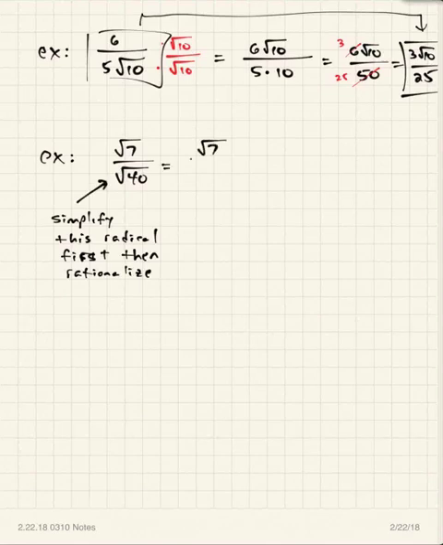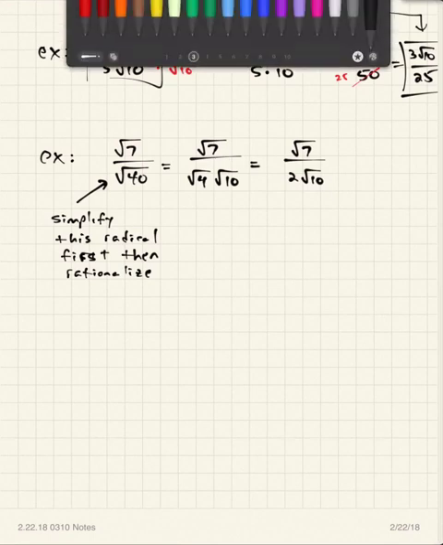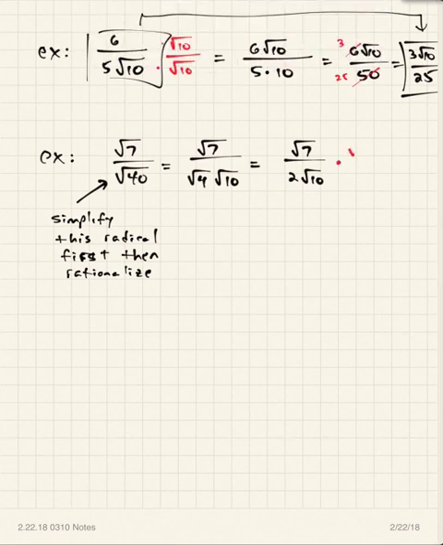So simplifying means take the square root of 40 and write it as the square root of 4 times the square root of 10. So this would be the square root of 7 over 2 times the square root of 10. Now go ahead and rationalize that. And so you multiply the top and the bottom by the square root of 10. Like that.